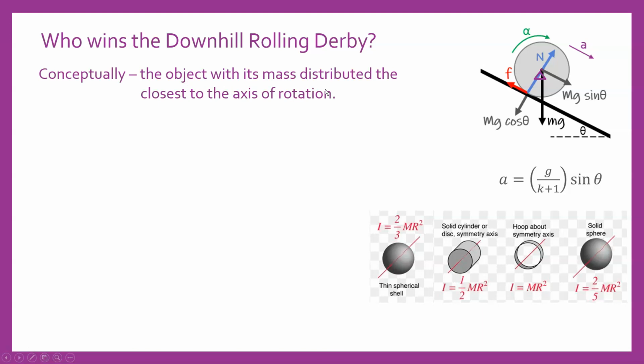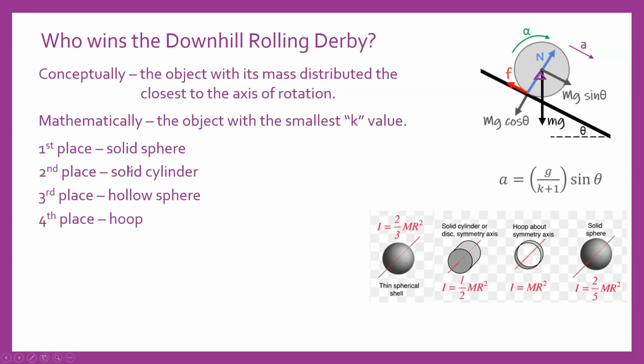Conceptually, the object with its mass distributed the closest to the axis of rotation will win. Mathematically, the object with the smallest k value will win. So here are our placements. First place, the solid sphere. Second place, the solid cylinder. Third place, the hollow sphere. And last place, the hoop.